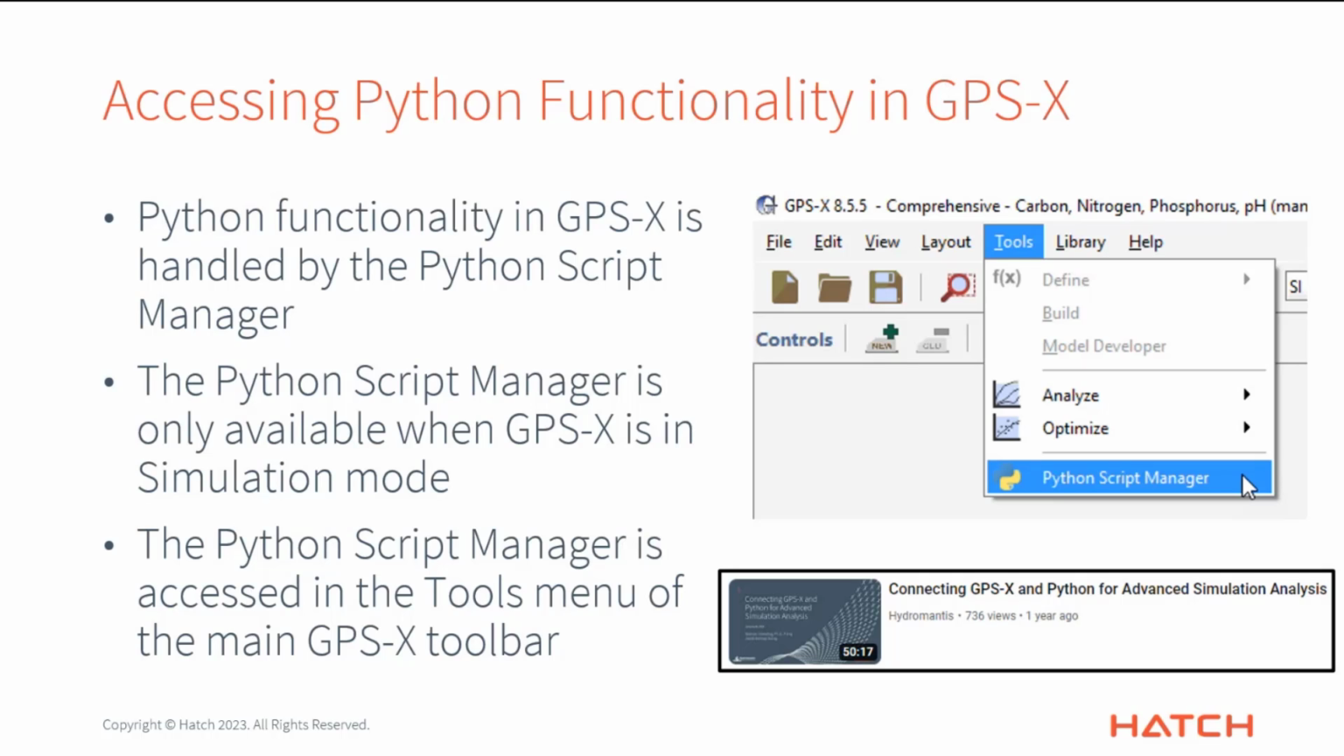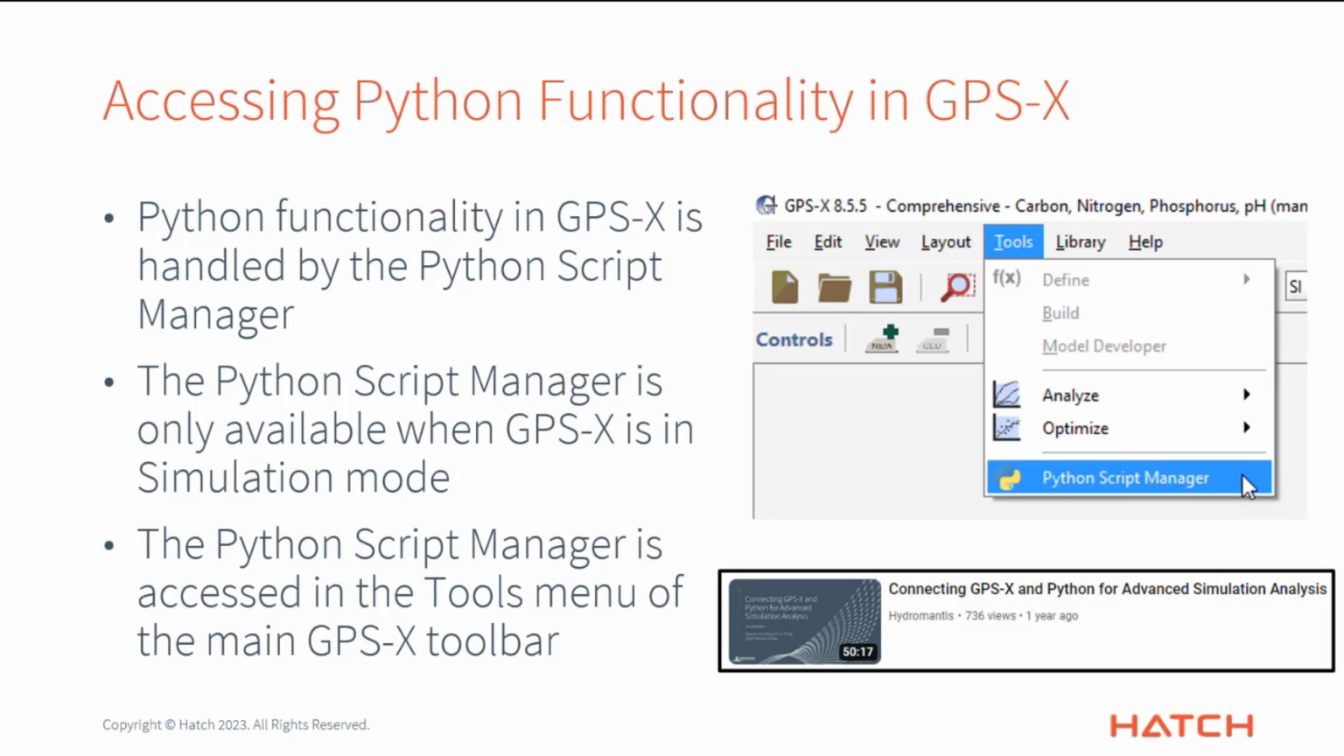Just as a quick overview, to actually use the Python functionality in GPSX, it's all handled through what we call the Python Script Manager. If you want to access the Python Script Manager, you need to be in simulation mode, and then you can go to that Tools option on the main toolbar and select the Python Script Manager. This is going to open up an interface where you have the ability to essentially manage your Python files, so you can create new ones, edit existing, or delete any that you no longer need. As well, this is where you're going to control the running of all your simulations. So you can select a script and then press run from this Python Script Manager.